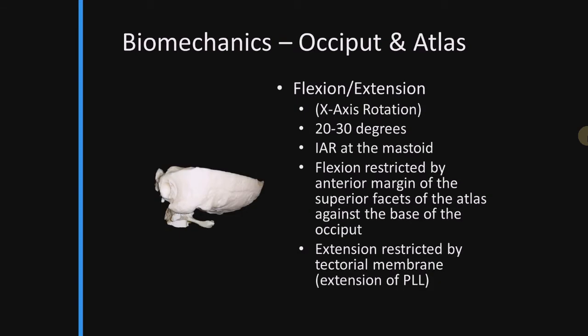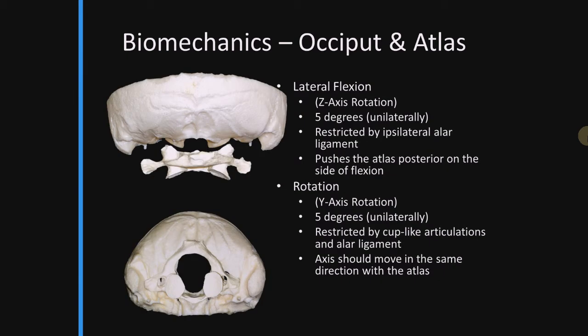First of all, when we look at the side of the occiput and C1 relationship, we're looking down the x-axis, and this rotation occurring around the x-axis is a flexion and extension motion of the skull compared to the atlas. Typically, there's 20 to 30 degrees of this motion, with the IAR occurring at the condyles and the external osseous point being the mastoid. Flexion is only restricted by the anterior margin of the superior mass of the atlas against the base of the skull, and the extension is restricted by the tectorial membrane, which is the extension of the posterior longitudinal ligament.